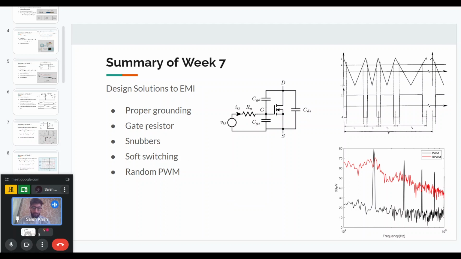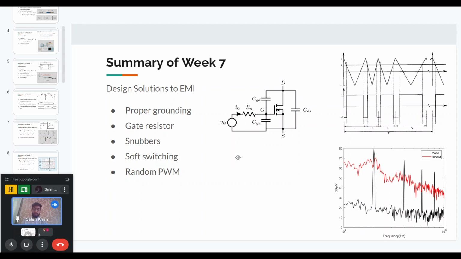Next, we can also change the gate resistance to limit the EMI. We mentioned that the EMI is due to the switching voltages and currents, and it is mainly due to the dV/dt and dI/dt.